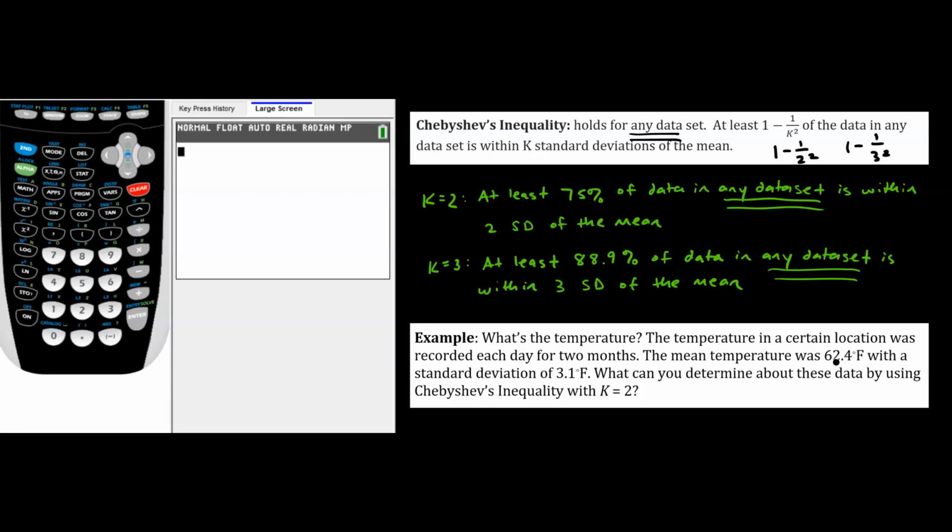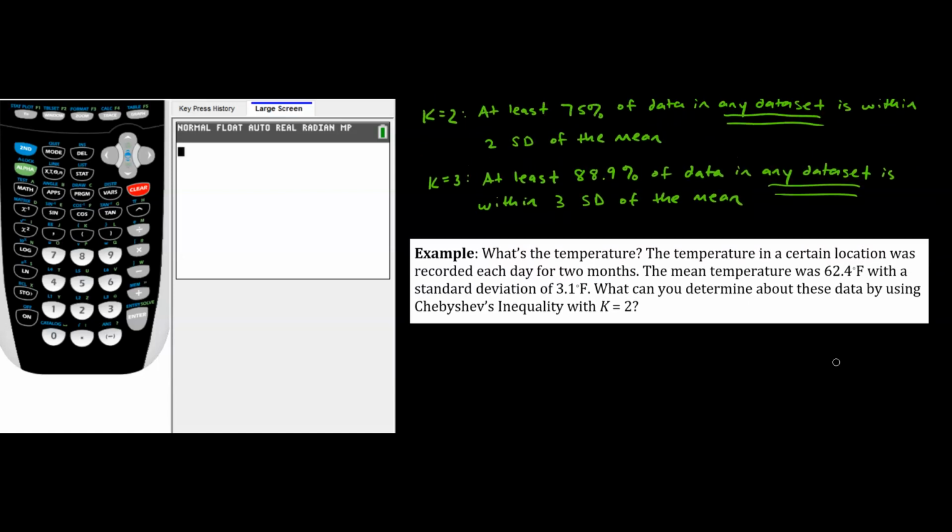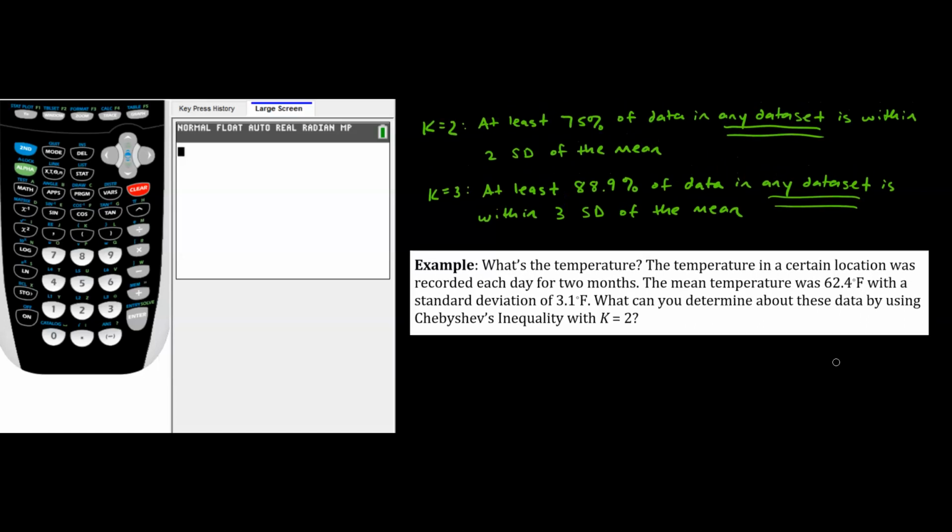Okay, so let's see how we can solve an example involving Chebyshev's inequality. So in this one it says the temperature in a certain location was recorded each day for 2 months. The mean temperature is 62.4, and we have a standard deviation of 3.1 degrees. What can you determine about these data by using Chebyshev's inequality with k equals 2? So essentially we are going to be able to determine that at least 75% of the temperatures in the data set are within 2 standard deviations of the mean.